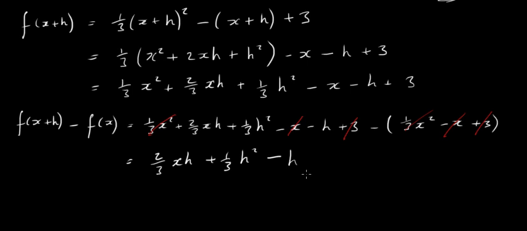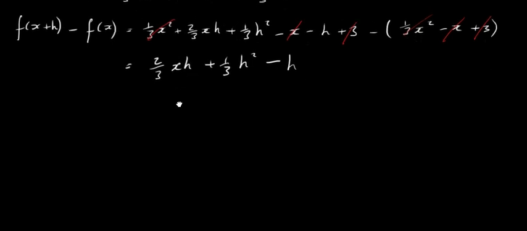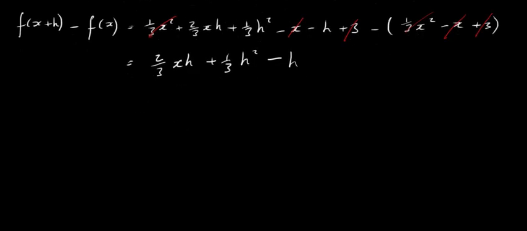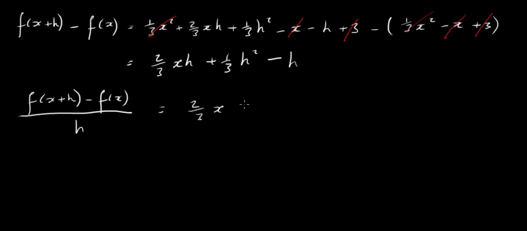Now next step then is to divide by h. So we've got to take our f of x plus h minus f of x, and we've got to divide by h. If we divide each of these terms in this expression by h, the h will disappear here. We'll just get 1. So it's 2/3 x plus, here we'll end up with 1/3 h, and here we'll just end up with minus 1. Okay, almost there. One more step.